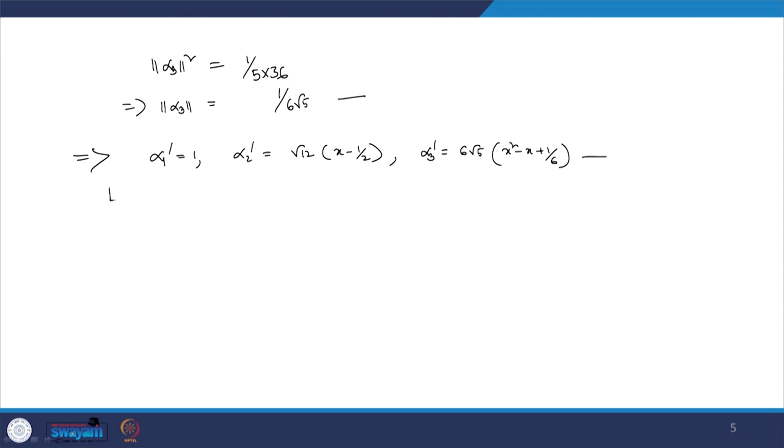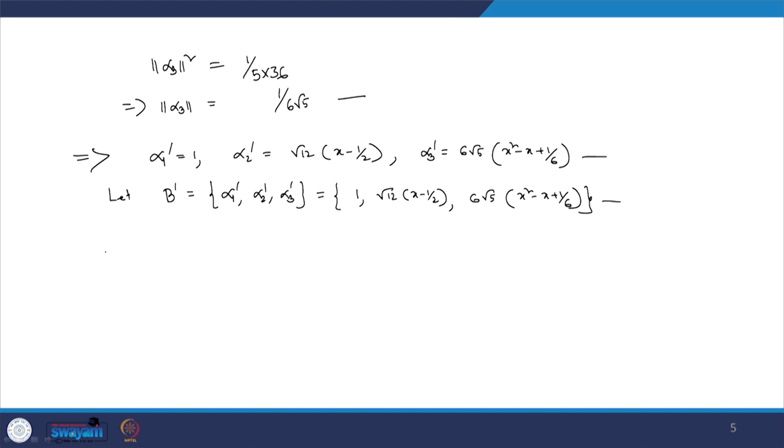And once they are orthogonal, you also can calculate the norm of alpha 1, alpha 2, alpha 3, and if you divide by the corresponding norms, I will have alpha 1 prime, alpha 2 prime, alpha 3 prime. So, let B prime denote the set of all the orthonormal basis, that is alpha 1 prime, alpha 2 prime and alpha 3 prime, which is equal to say 1, root 12 into x minus 1 by 2, and 6 root 5 into x square minus x plus 1 by 6. Okay.